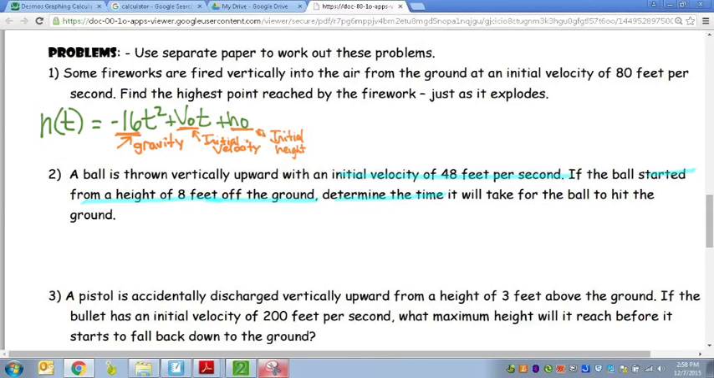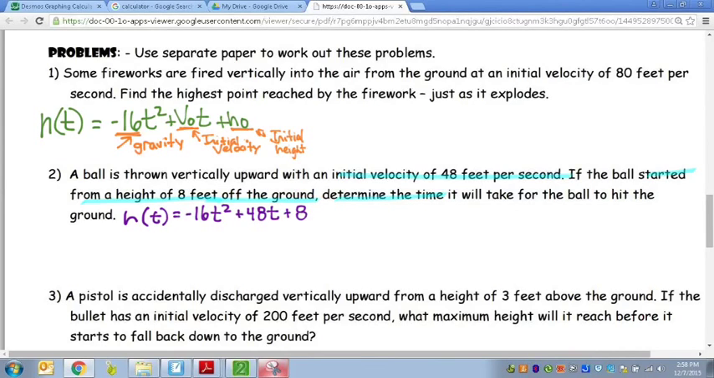Okay, so in this problem, again, I have h(t) equals negative 16t squared. That doesn't change. That's the effect of gravity on an object. Initial velocity, I was given 48 feet per second, so we just put 48t. And it started 8 feet off the ground, so plus 8.